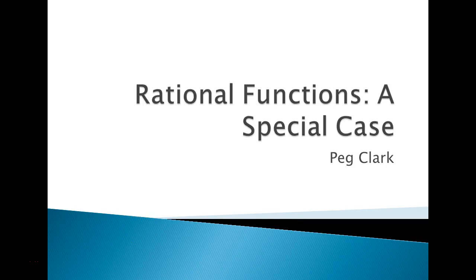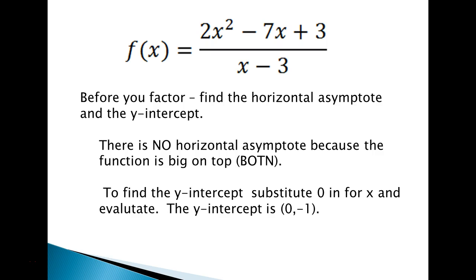Hello, this is a special case that I want to discuss with you in the area of rational functions. Now we will start with this rational function. Before we factor, we will find the horizontal asymptote, since we need the original function to do that, and we will also find the y-intercept.